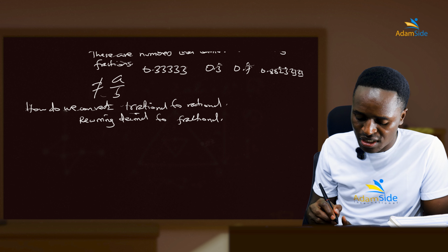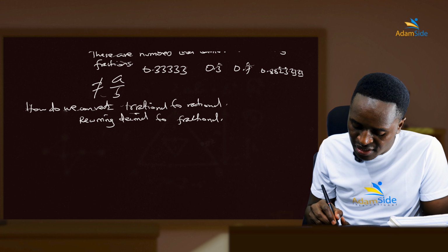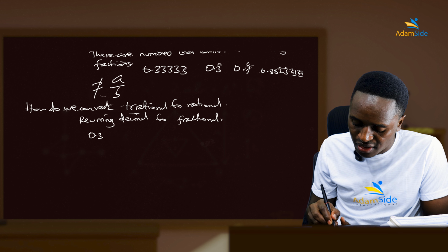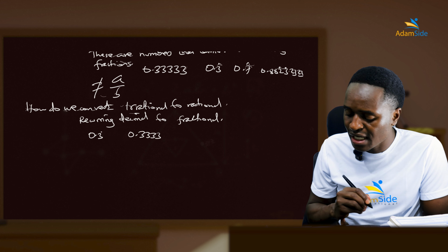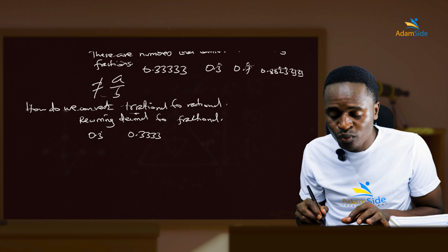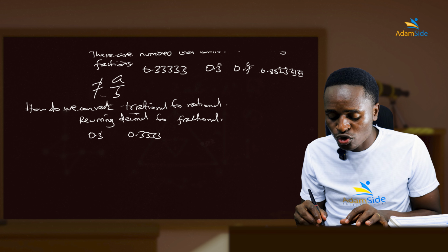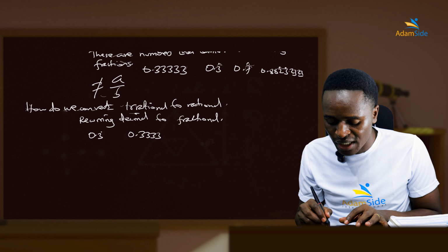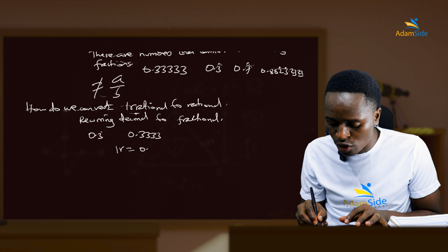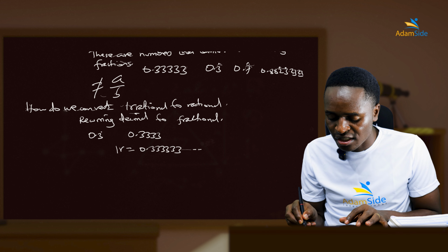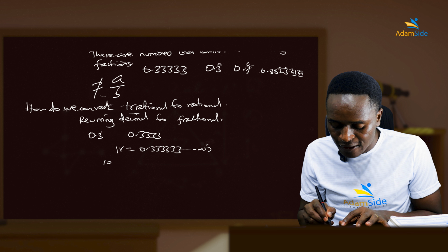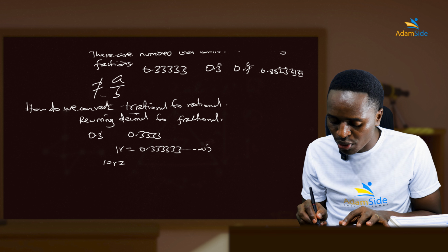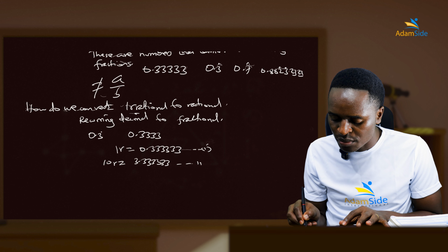This is very simple. You just do this. Let's say for example you have 0.3 recurring, which is the same as 0.3333 recurring. So we say r is the same as 0.33333. That's equation 1. We understand that this 3 is the one that is being repeated. We multiply both sides by 10. 10 times r is 10r, and 10 times 0.3333 gives 3.33333. That becomes equation 2.